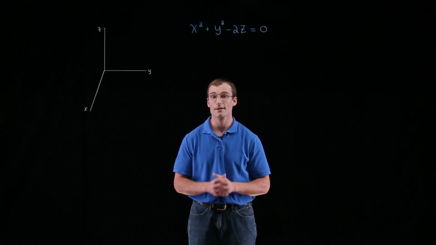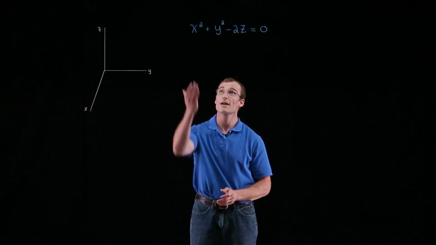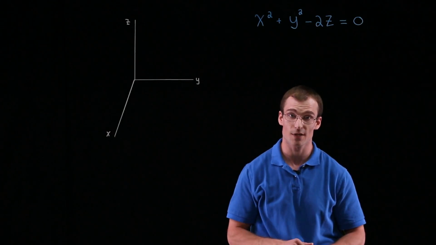Welcome everyone, I'm Adam. In this problem, we're going to be finding the generating curve given the equation of a surface of revolution, which we have here as x squared plus y squared minus 2z equals 0.